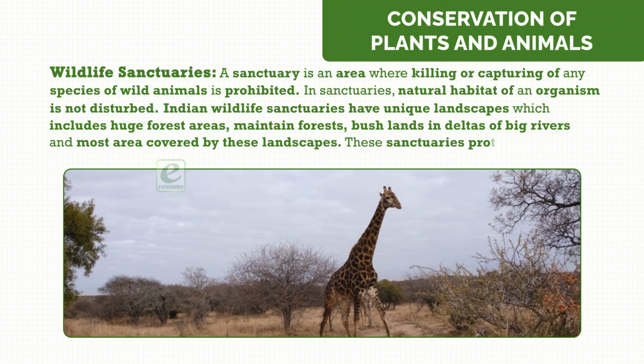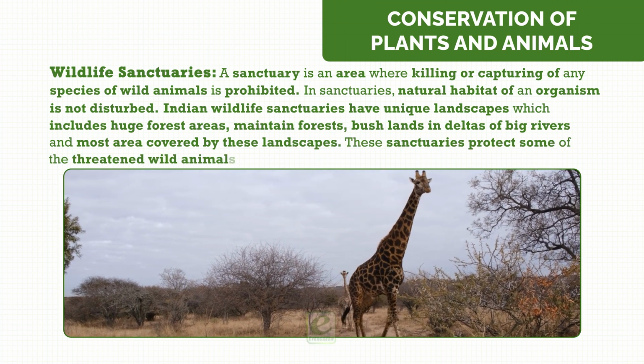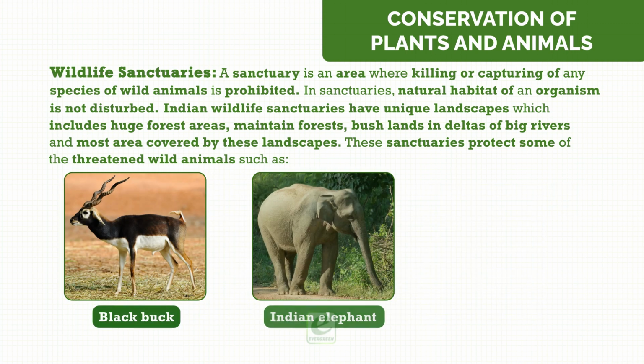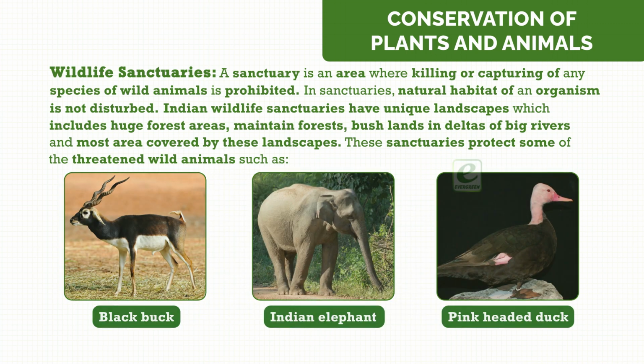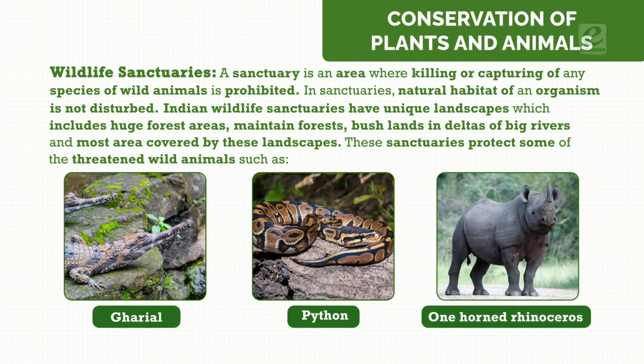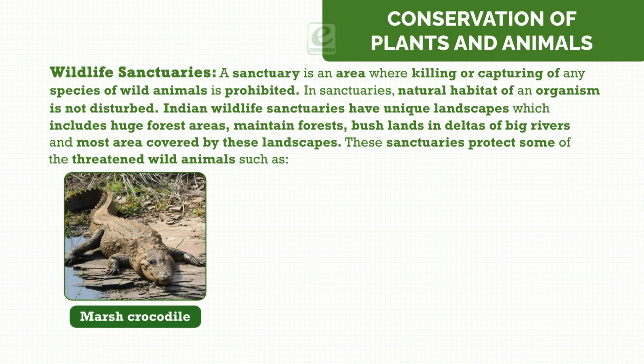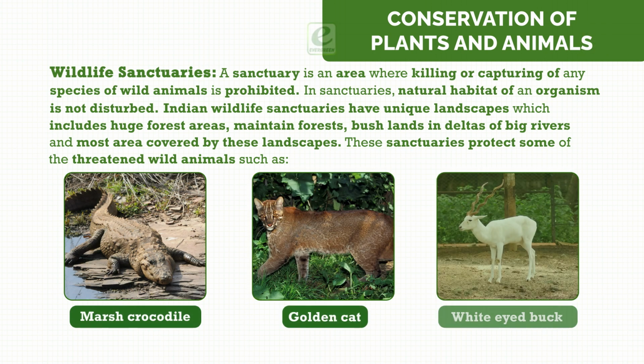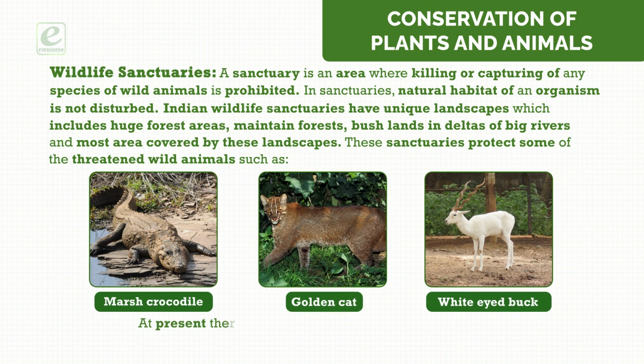These sanctuaries protect some of the threatened wild animals such as black buck, Indian elephant, pink-headed duck, gharial, python, one-horned rhinoceros, marsh crocodile, golden cat, white-eyed buck, etc. At present, there are more than 550 sanctuaries in India.